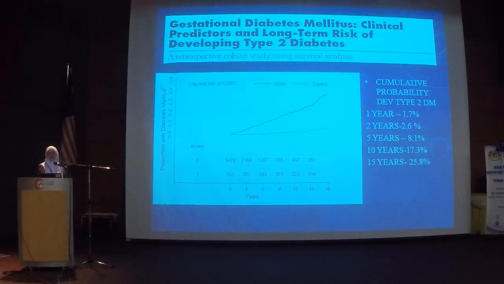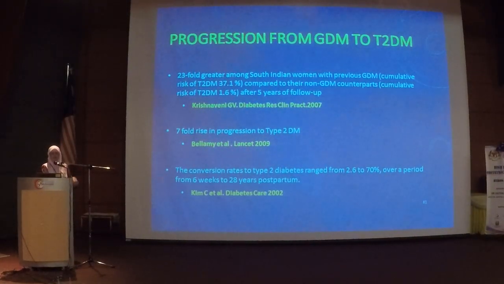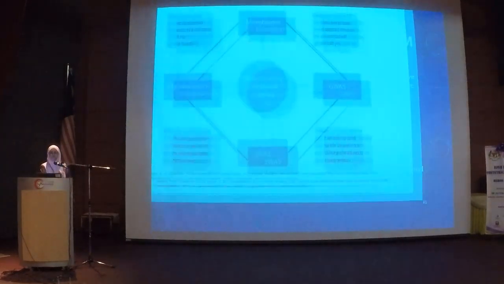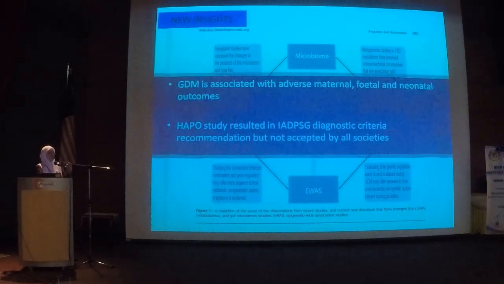Can I have just 2 more minutes? Okay, this is looking at GDM clinical predictors. You can see that the graph is rising, yeah? And it shows that in the South Indian women population, there's a 23-fold greater risk than non-GDM counterparts to develop diabetes. There's also a range from 2.6 to 70% over 6 weeks to 28 years postpartum, in this study looking long term. And these are some new insights looking at metabolites and hormones for development of diabetes, GDM. So actually GDM is a field entirely on its own, yeah?